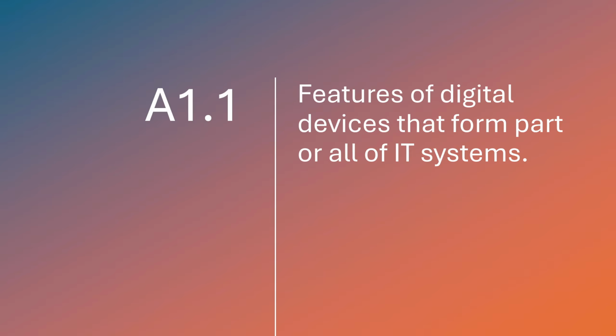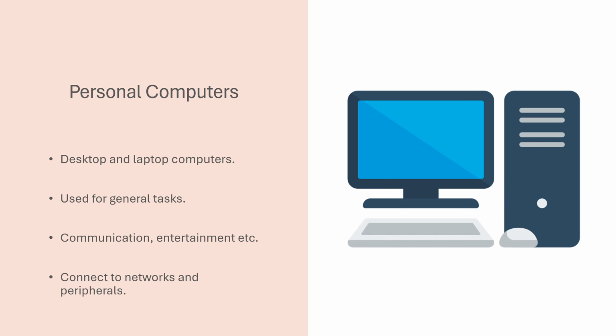First we have features of digital devices that form part or all of IT systems. So we have personal computers. This is essentially going to be a list of devices and generally how people use them. This might be super obvious, but I'm going to try and get through all the content so someone who has no idea what's going on can simply watch this and be somewhat ready for their exam. So we have personal computers, and those are like desktops and laptops used for general tasks, communication, entertainment, etc. I have a gaming laptop, so you could add gaming to that as well.